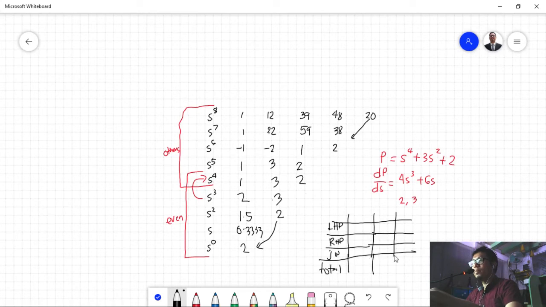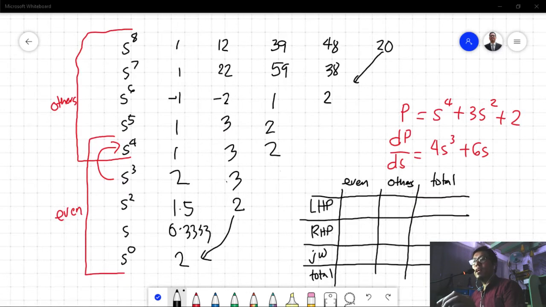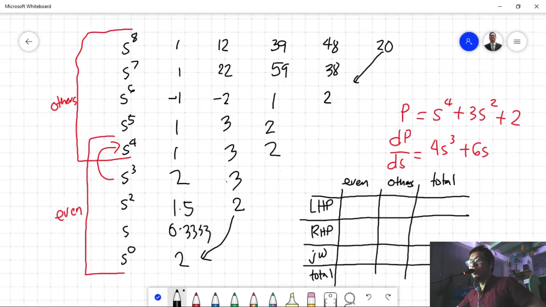So, pasensya sa table. Okay. So, ito total din to. This is even. And this is others. Okay. Wait lang. Ayan, mas inayos natin. Okay. Now, take note na all in all, 8 yung hinahanap nating poles. Okay. 8 yung hinahanap nating poles.